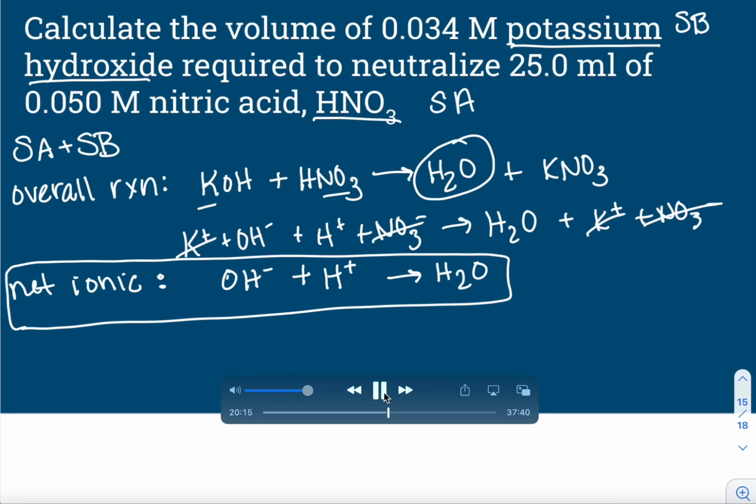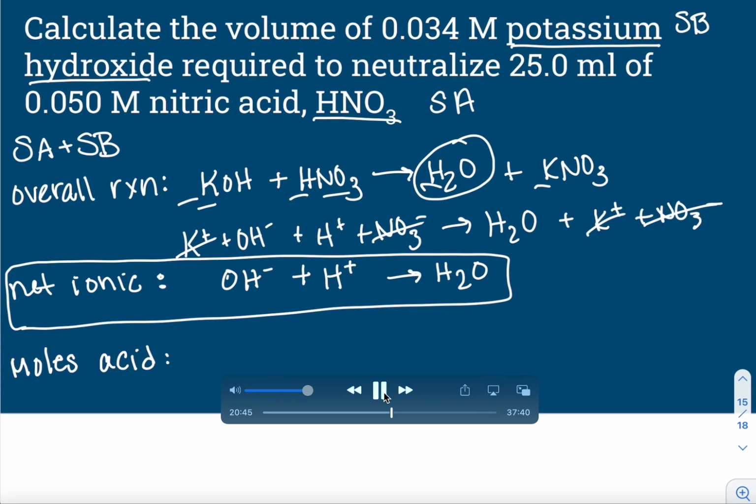So now that we have our equation, we can see that they're all 1-to-1 ratios. So we are going to figure out how much acid we have, and then we'll figure out how much potassium hydroxide we would need to neutralize it. When I say how much, hopefully you understand I mean moles, but it should always be moles.